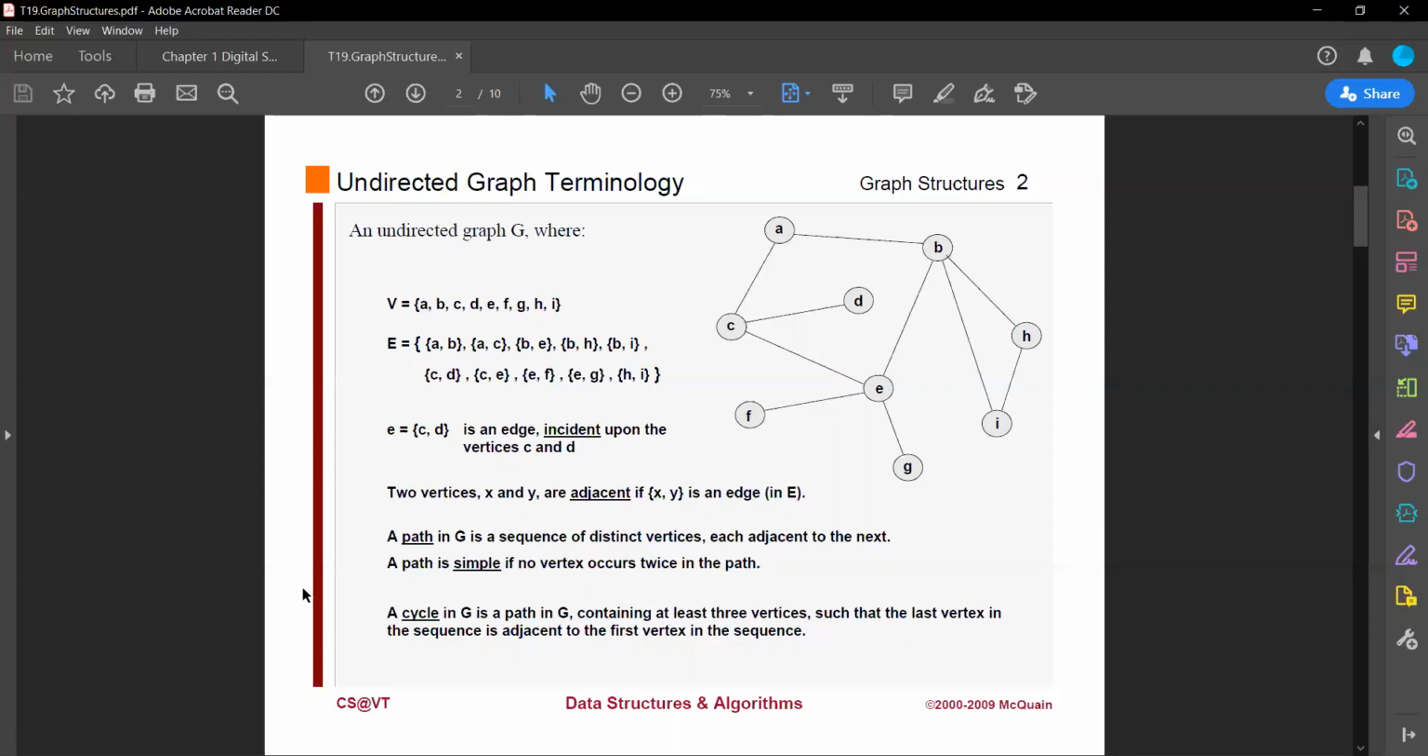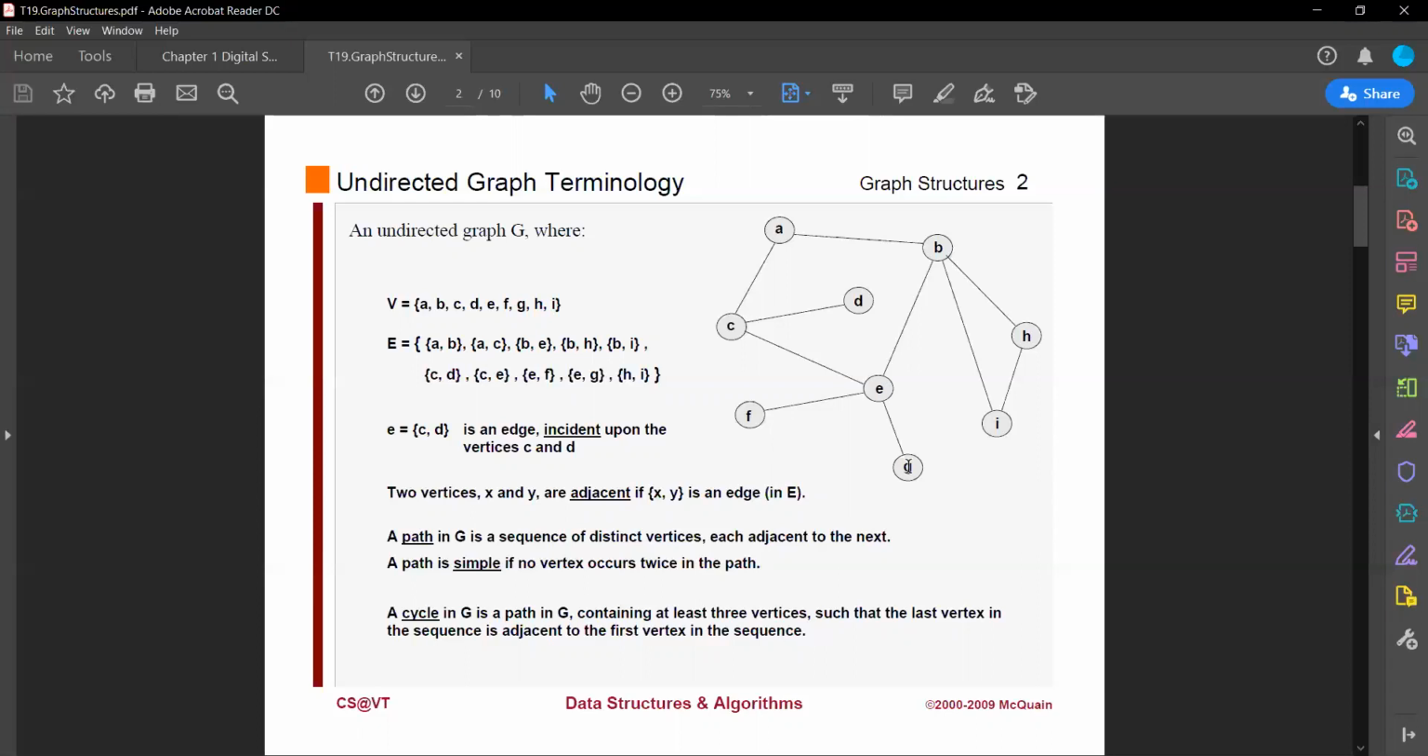So what is a path? A path in G is a sequence of distinct vertices, each adjacent to the next. A path is simple if no vertex occurs twice in the path. So is there any path between A and G? Yes, there are actually two paths between A and G. The first path is A, B, E, G. The second path is A, C, E, G. Both of those paths are simple paths.